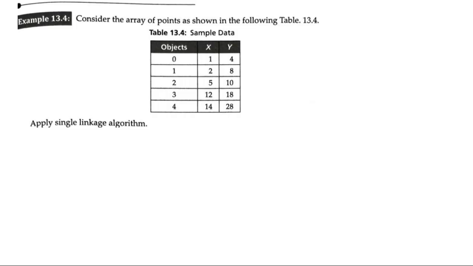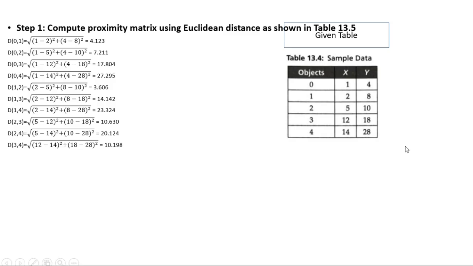Let's say this is the question. The sample data is given, and you have to apply the single linkage algorithm. There are 5 objects here, 0, 1, 2, 3, 4, and for each object the respective X and Y values are given. So let's do the problem. This is the given table.